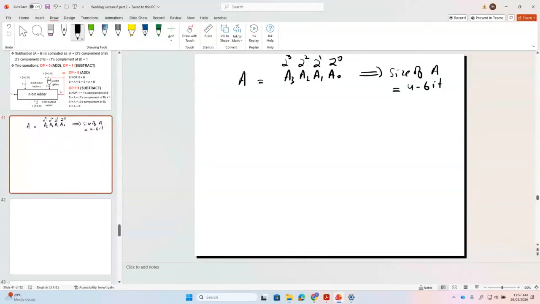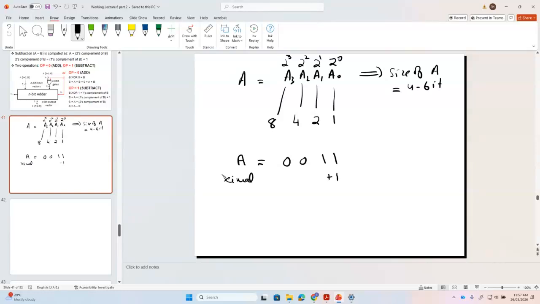Okay, this is its weight. What is the weight of A0? 1, then 2, 4, 8. Got it. Any question? Let's assume A is equal to 0, 0, 1, 1. What's the decimal value? 3. Actually 1 plus 2, which is 3.